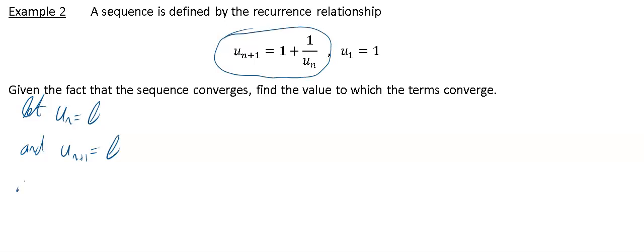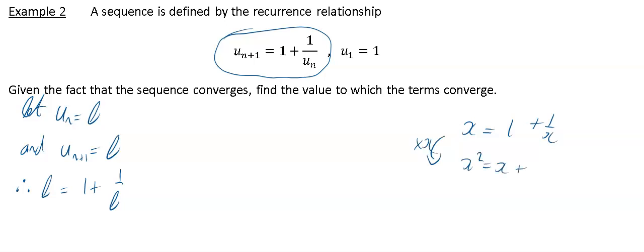So, therefore, L is equal to 1 + 1/L. You should remember from solving quadratics down at school that in these cases you multiplied through by x to give you x squared equals x plus 1, and then you would bring it all to one side to have that equal to 0. So that's what you would do here.